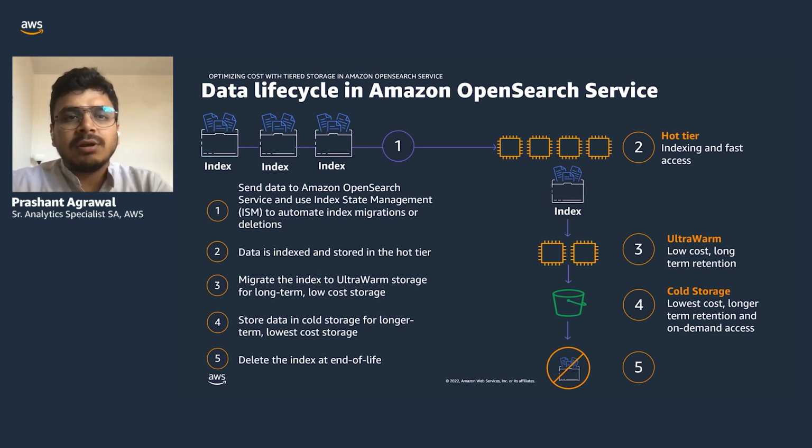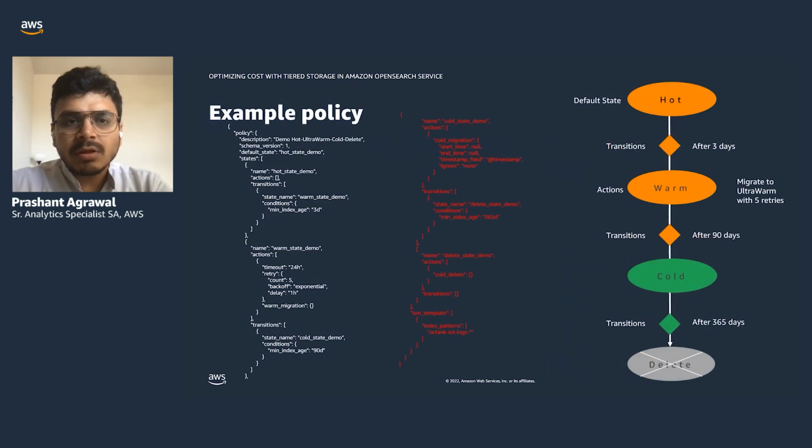So in short, using index state management, you can now create a policy that will automate all the operations based on index size or index age and some other conditions, and you can do that within your Amazon OpenSearch Service domain itself. So this is a sample policy which we will be using in the demo.